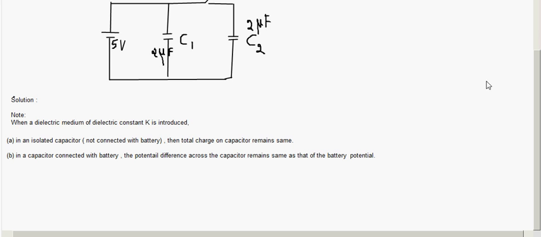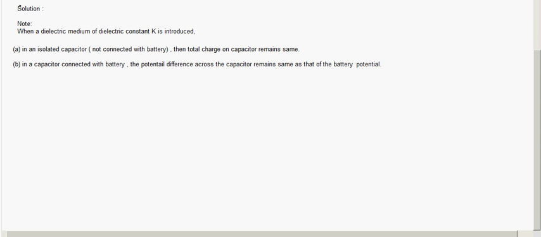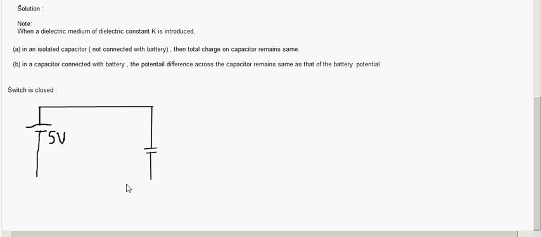Now, first the switch is closed. In the question, it says initially the switch is closed. So we will find out what is the charge stored in each capacitor when the switch is closed. First, draw the circuit with the switch closed. This is our 5 volt battery, and 2 capacitors connected. With the switch closed, the two capacitors are connected in parallel across the battery.